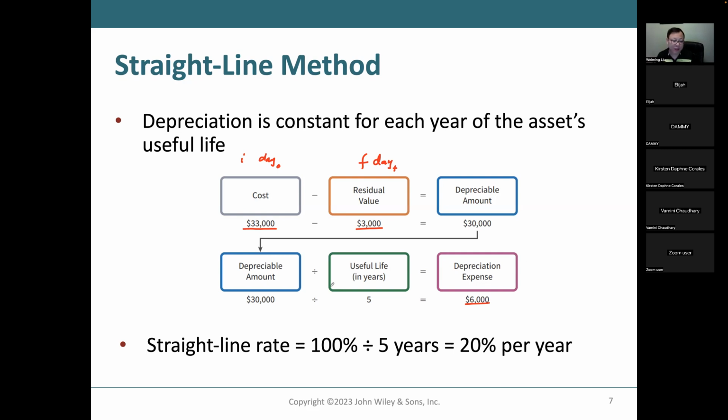Okay, here you want to note the straight line rate. Straight line rate is 100% divided by 5, the number of years of useful life. So you are saying every year I depreciate 20%, right? 5 years, that's how much, 100% I'm depreciating.